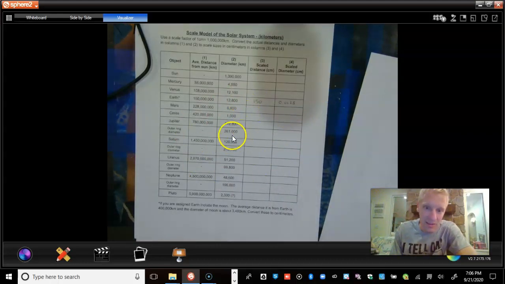And you can see all of these. Look at that, 780 million. Whoa, is that 1.4 billion? Yeah, it is. 2.8 billion, 4.5 billion. Pluto's 5.9 billion kilometers. Oh my gosh.